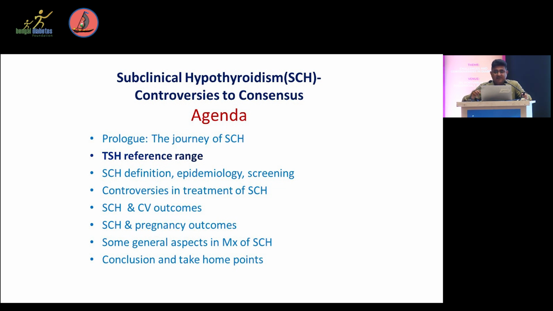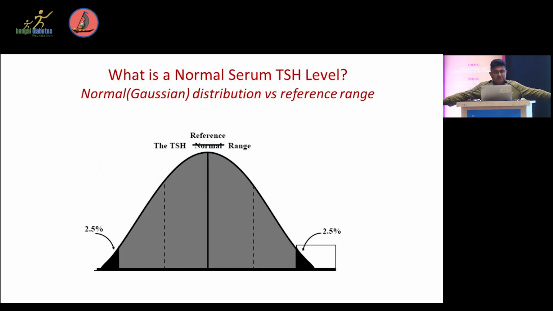So what is a TSH reference range? Again, for any population reference range, you have this distribution curve. It's called Gaussian distribution, where the mean value is in the middle, and you have a spreading out like an inverted bell. The extreme cases on the right side and the left side are taken as the 97th centile on the right and the 3rd or 2.5 centile on the left. Within that, we consider them as normal.